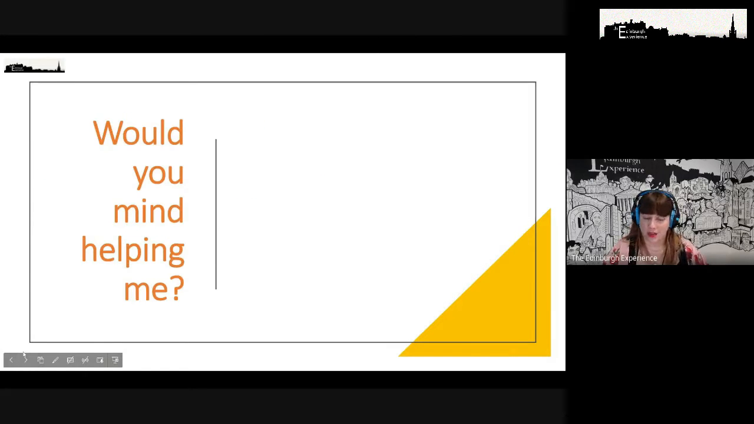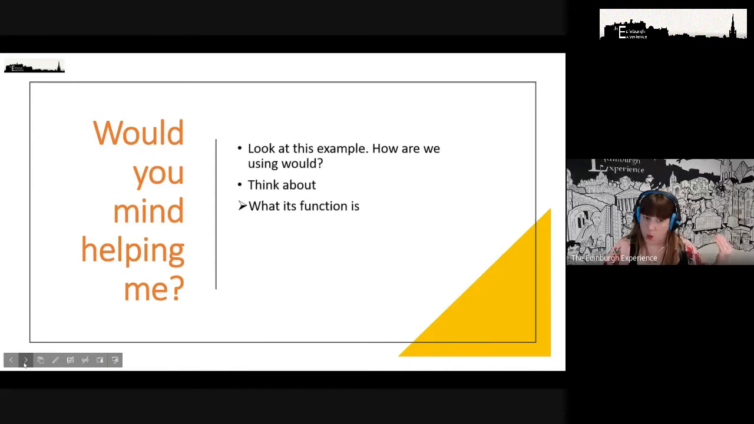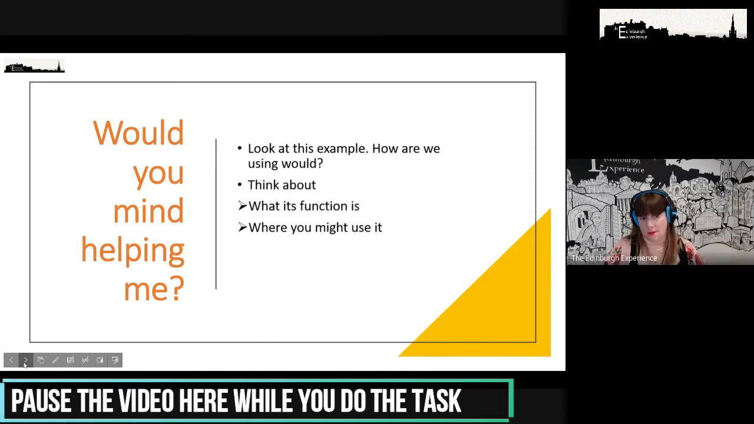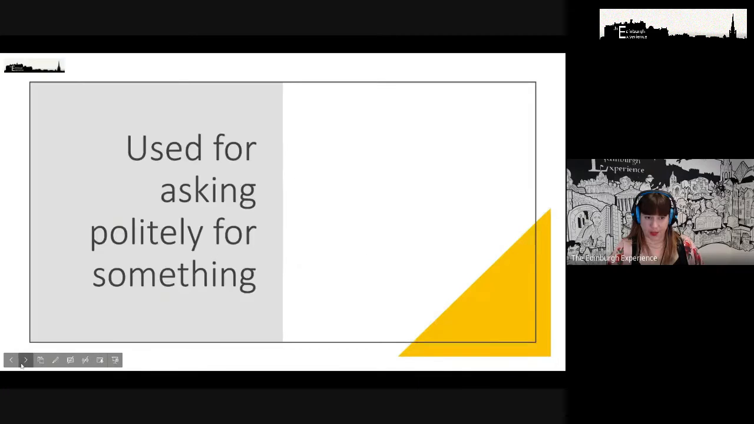Okay, now here's the next one for you guys. Would you mind helping me? So we're going to do the same. Have a look at that example. Consider what the function is, where we might use it, and anything you need to think about how you're constructing it. So we're using this when we want to ask for something politely, okay?